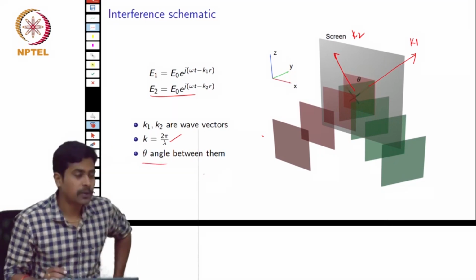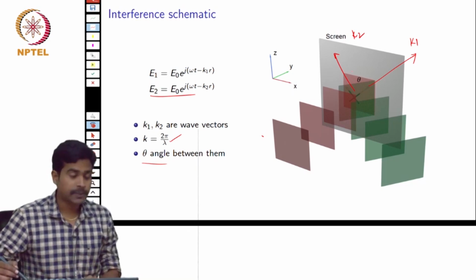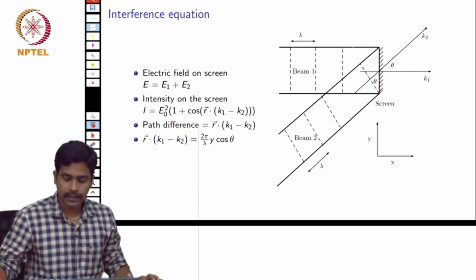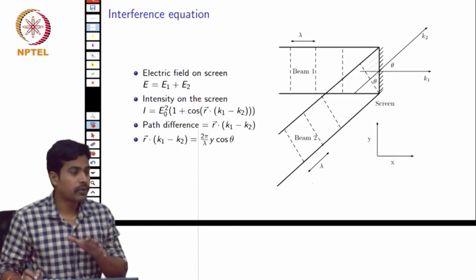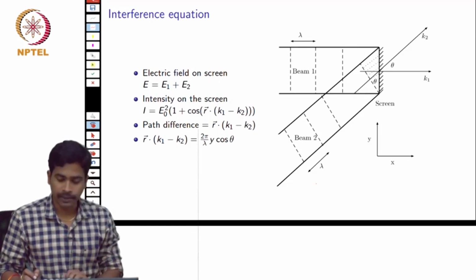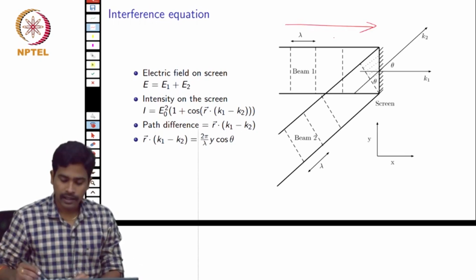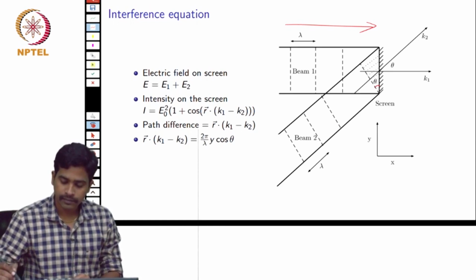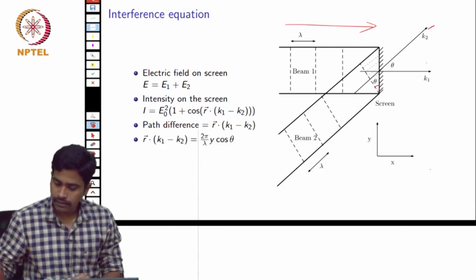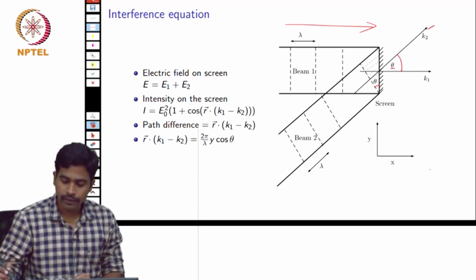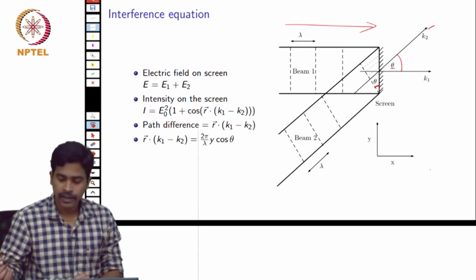Given these parameters, we want to know what the interference pattern is going to look like on this screen. This is just the top view of the beams from the figure that we have seen in the previous slide. This beam is travelling parallel to the screen, and this one is going at an angle theta. These two are the wave vectors, and the angle between the two beams is this angle theta. If you use a little geometry, you will also find this angle is theta.